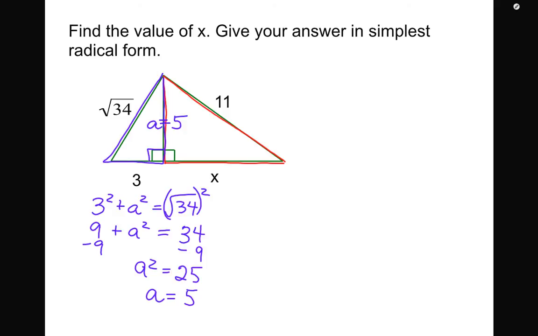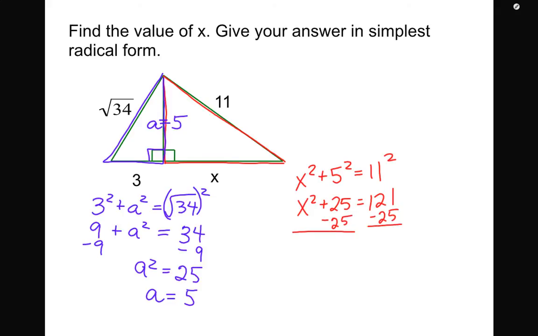Now let's switch to the red triangle and again do Pythagorean theorem. x squared plus 5 squared equals 11 squared. 121 minus 25. That would be 96. And the directions here say radical form. So can't go decimal. Divide your 96 down.